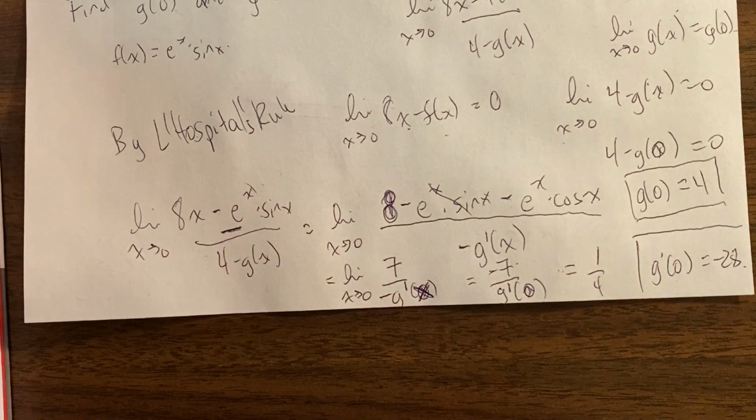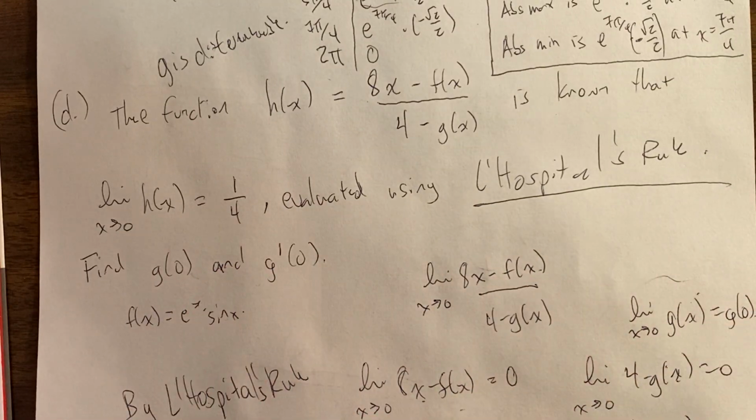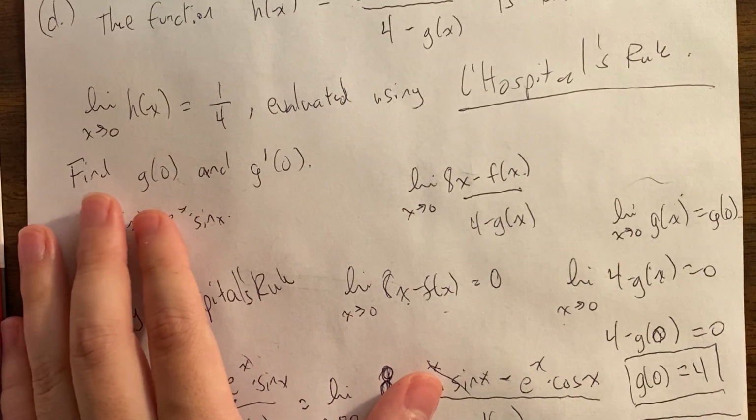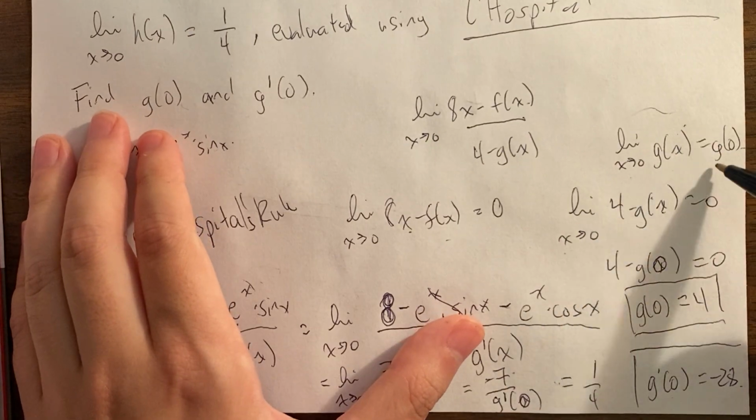So we had this weird L'Hopital's question. But instead of finding the limit, we were using the limit to find derivative values and the function value. How we found this g of 0 was because g was differentiable, the limit is equal to the function value.